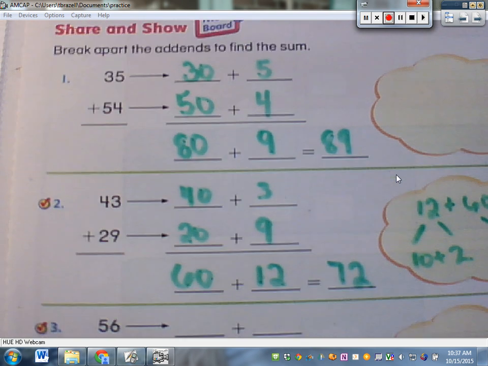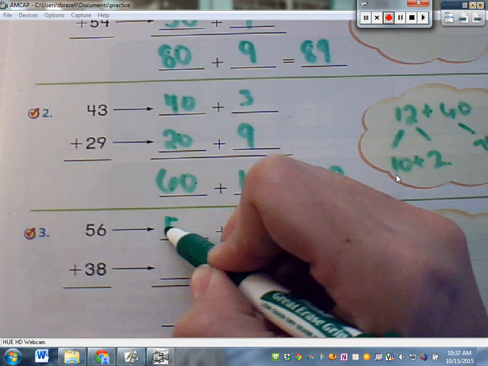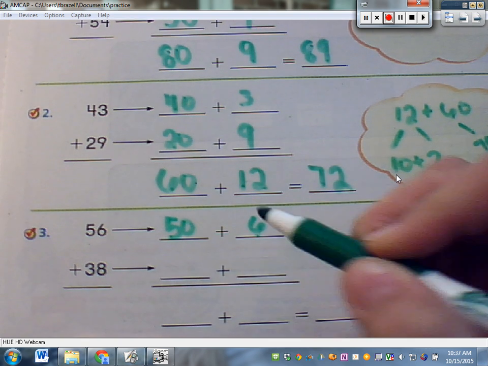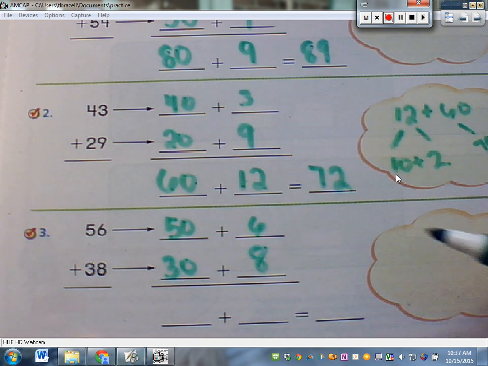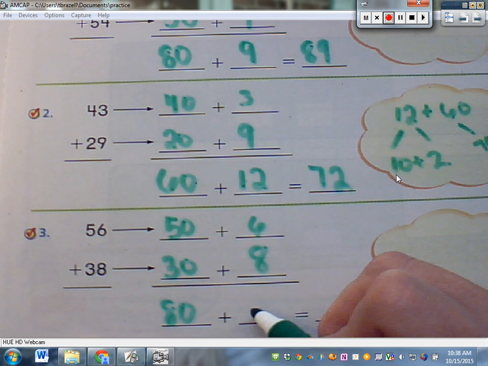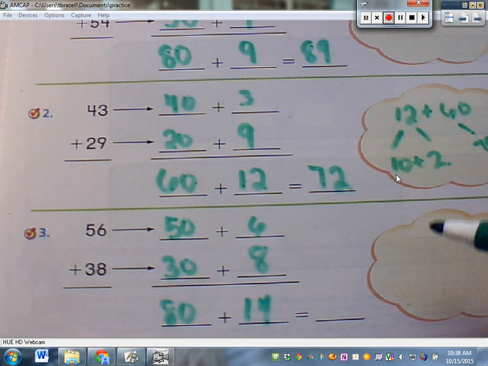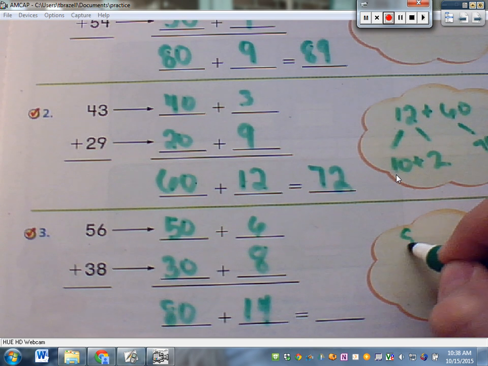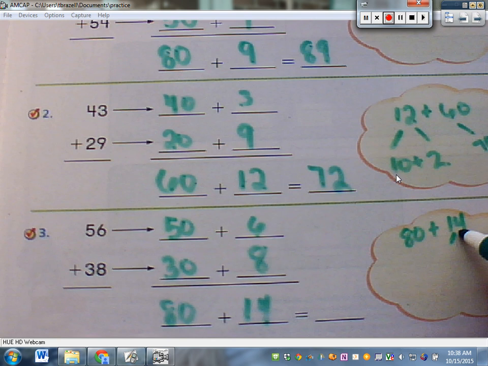So that is basically it, we can do one more. We have 50 plus 6 and 30 plus 8. So that leaves us with 80 plus 14. 8 plus 6 is 14. So again, we're left with 80 plus 14. And 14 will break down into 10 plus 4.